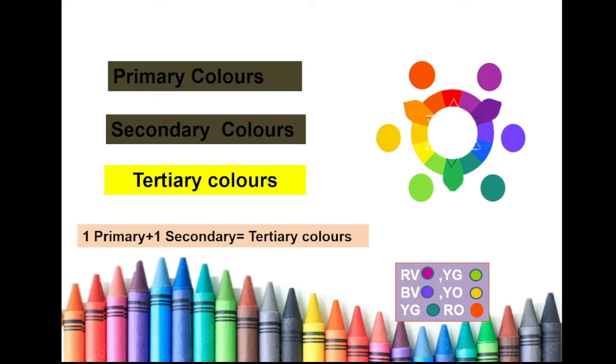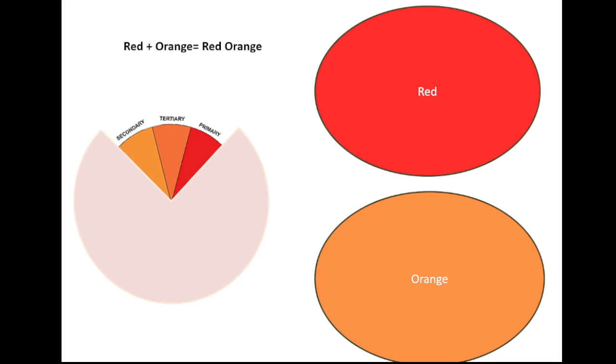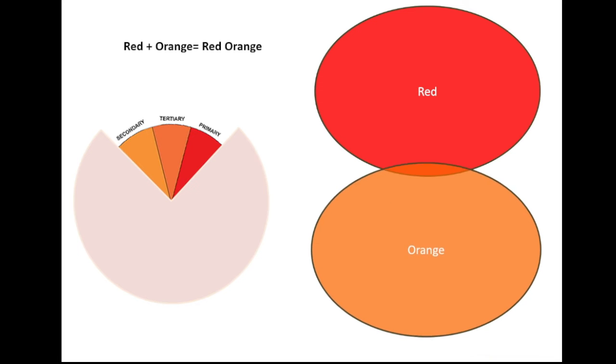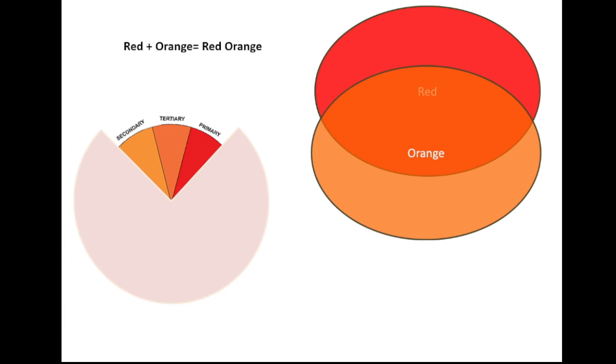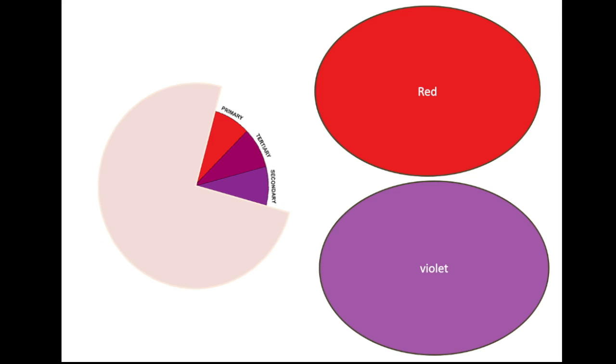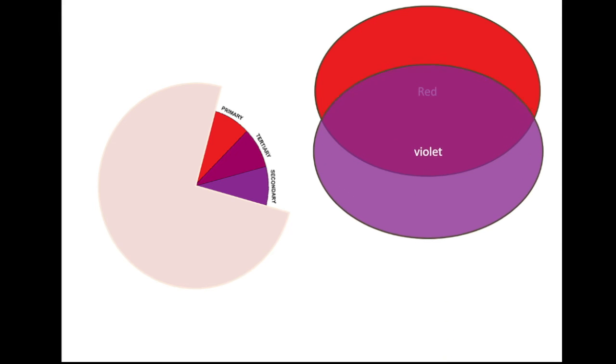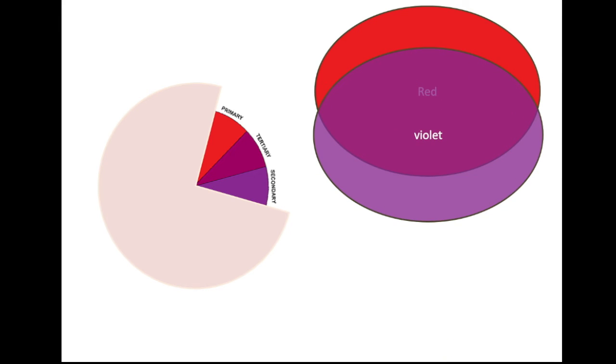Now, tertiary colors. One primary with one secondary is called tertiary colors. Let's see how we can create it. When we mix red, one primary, with one secondary, orange, then we create red orange. One primary red with one secondary violet, then we get tertiary color red violet.